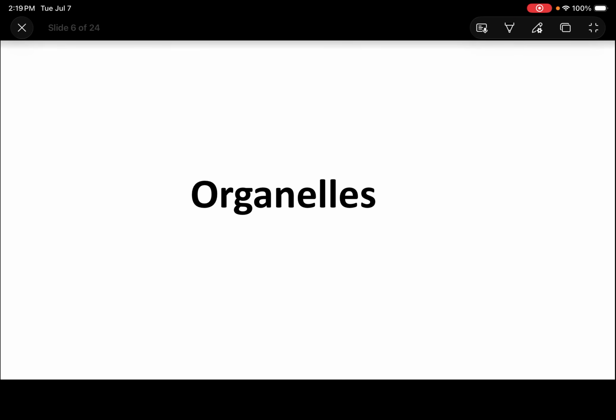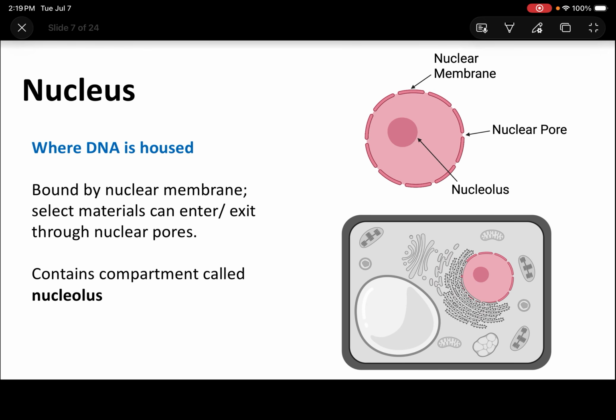Making sure you understand what is going into a cell is going to be really important as we start to learn more about specific cellular processes. The first type of organelle I'm going to talk about is the nucleus. And remember, whether or not a cell has these membrane-bound organelles, and specifically a nucleus, is one of the defining features of prokaryotes versus eukaryotes.